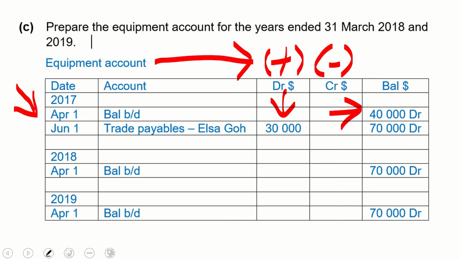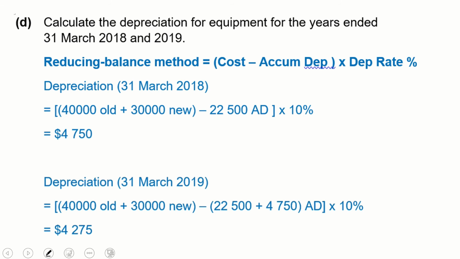Subsequently, you need to close the account. When you close the account, it's always balance brought down on the first day of the financial year. Nothing happened in 2018. The second year, nothing happened at all, so you don't record anything. And you close the account again on 1st of April 2019. Second question asks you to calculate the depreciation for the equipment for 2 years, 2018 and 2019.